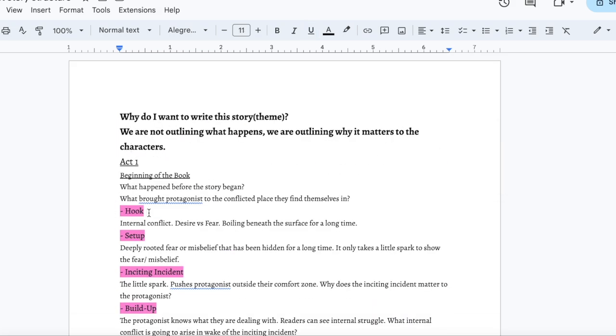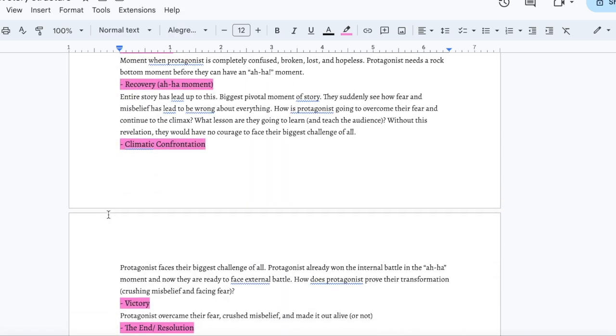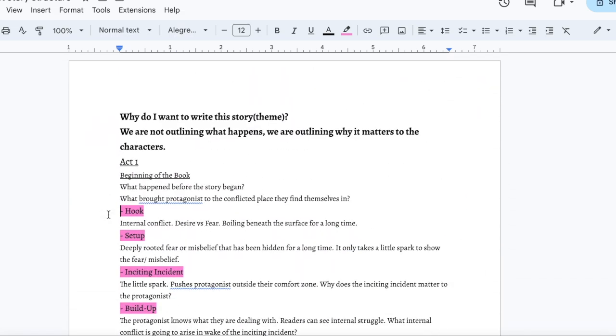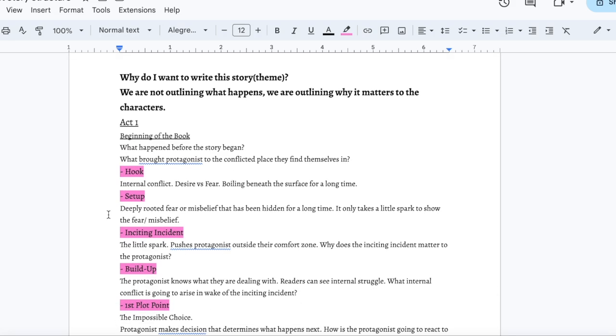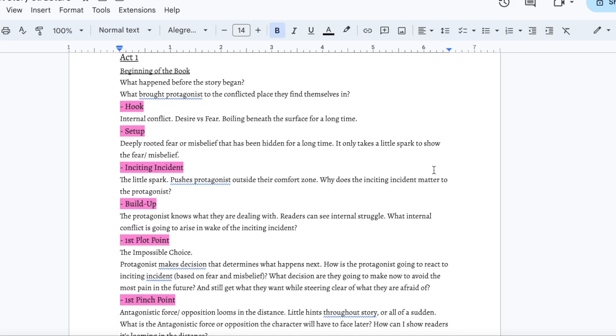All of these pink highlighted ones are plot points, and it's basically every time something that matters to the character happens that moves the plot forward, because internal conflict is your action, basically, for the story. It moves the story forward, and that's what makes the story important. If you don't have any internal conflict for your character, then there's just a bunch of stuff on the outside happening. It's not interesting at all.